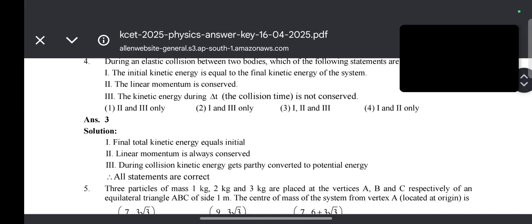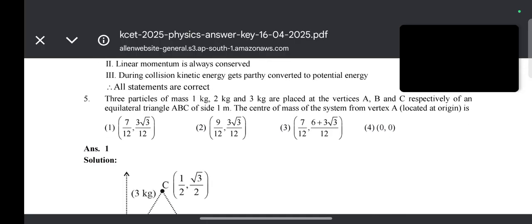The first one, the final total kinetic energy equals the initial, and the linear momentum is always conserved. And the third point, during collision, kinetic energy gets partly converted to potential energy. So all these statements are correct. Therefore the correct answer is option C.